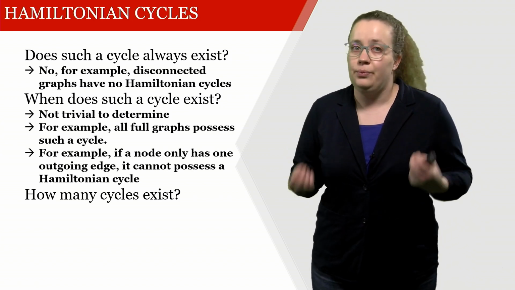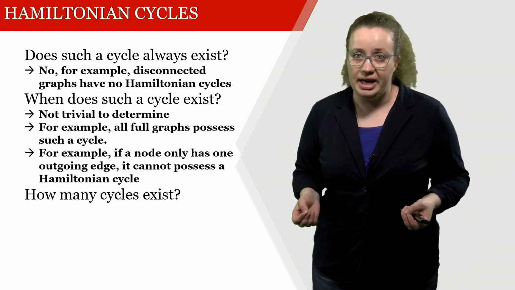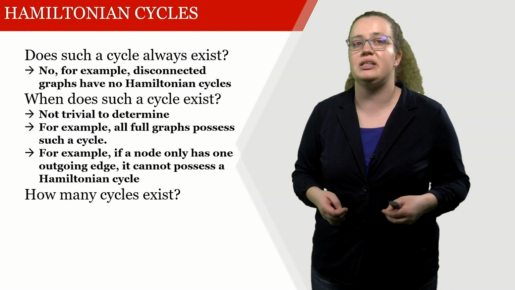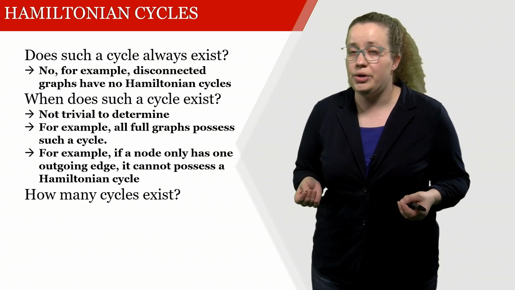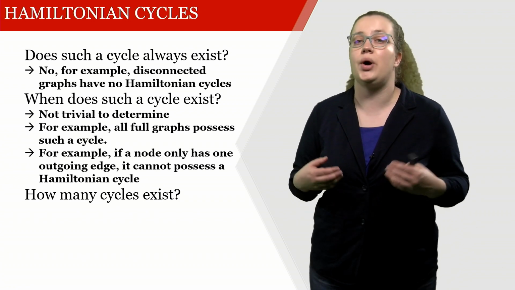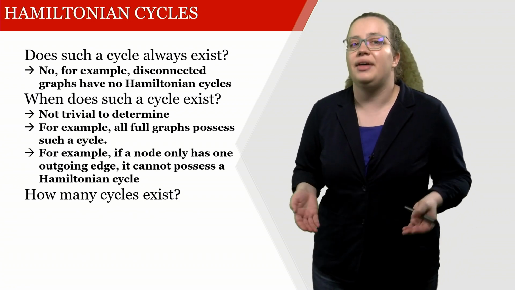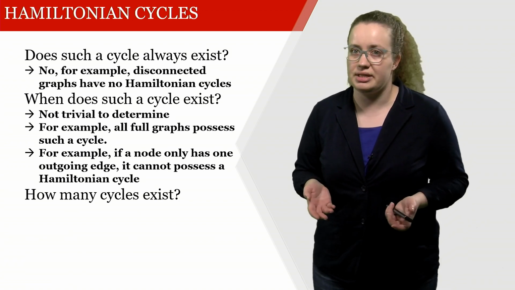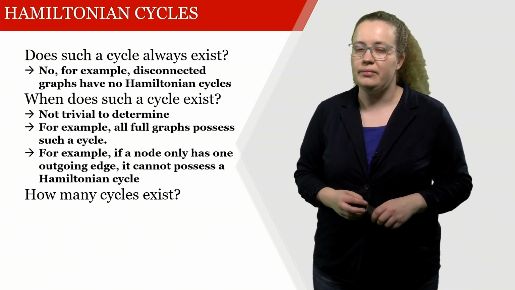And one more example when we know for a fact that a graph does not possess a Hamiltonian cycle is if one node only has an out degree or an in degree of 1, so one outgoing edge, then this graph can also not possess a Hamiltonian cycle, and this was the first example that we saw in this video.